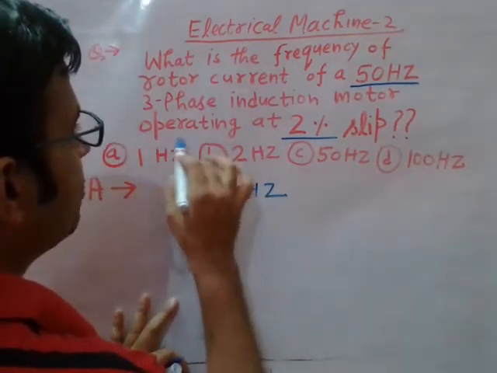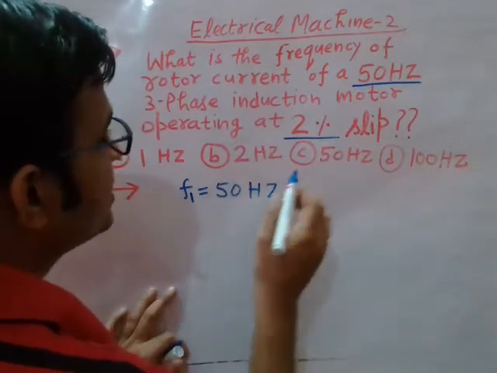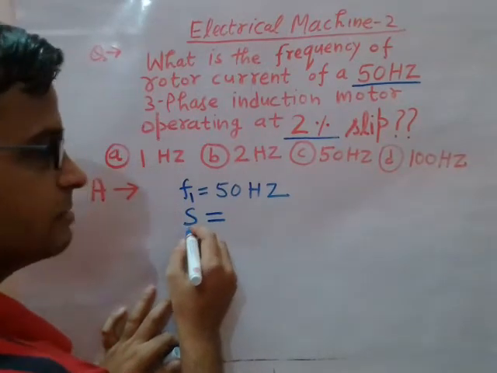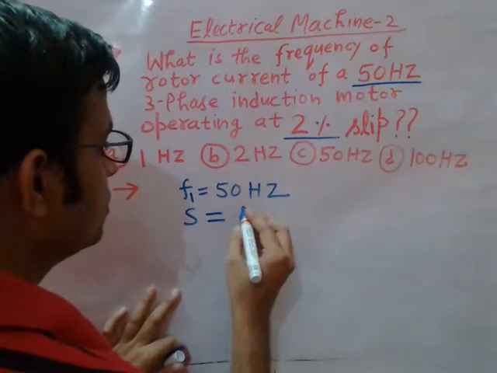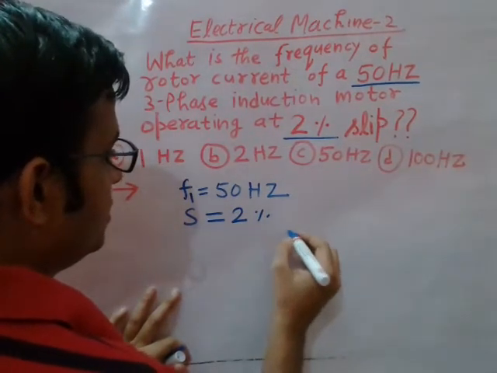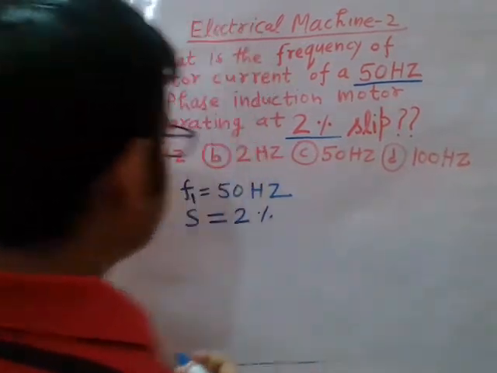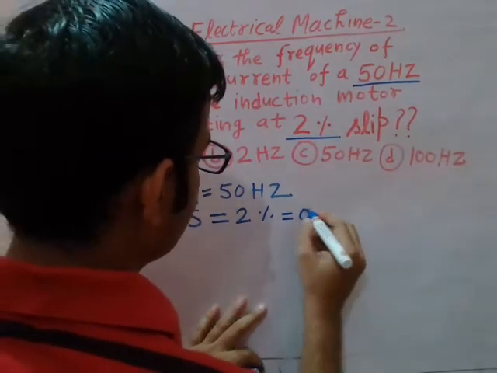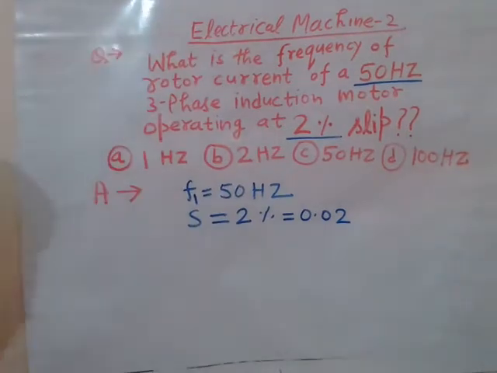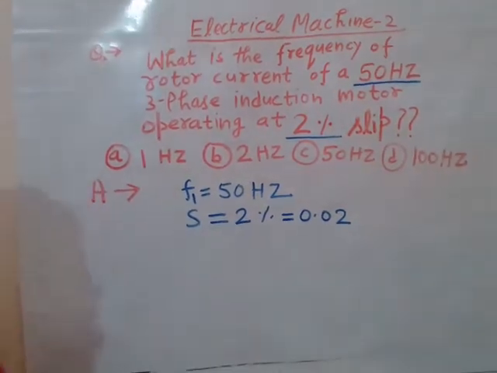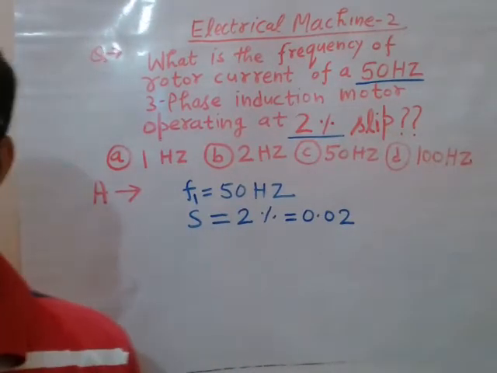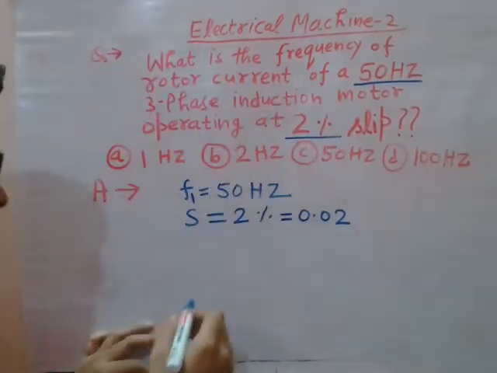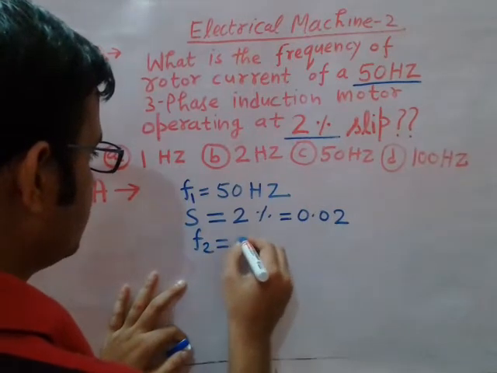Now, he has given you the operating slip, that is 2%. So the slip of the induction motor is represented by the letter S. It is given as 2%. When you remove the percentage, you have to divide it by 100. So this will become 0.02 per unit. So this is the slip, and F1 is the applied frequency to the stator. Now you have to find the rotor frequency, that is the frequency of the rotor current. That means F2 you have to find out.